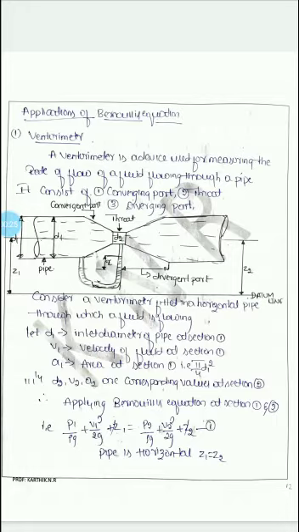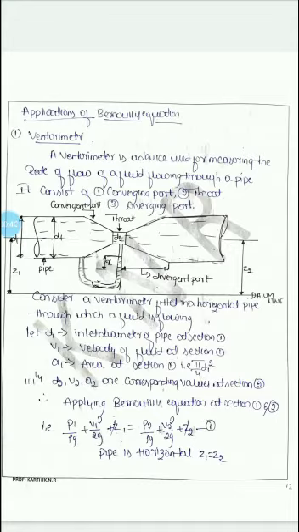Then we'll see what the flow rate of the fluid is. The flow rate is nothing but the discharge. Discharge means the amount of water flowing through that pipe with respect to time. That is nothing but the rate of flow or discharge, which we are going to measure with the help of the venturimeter.